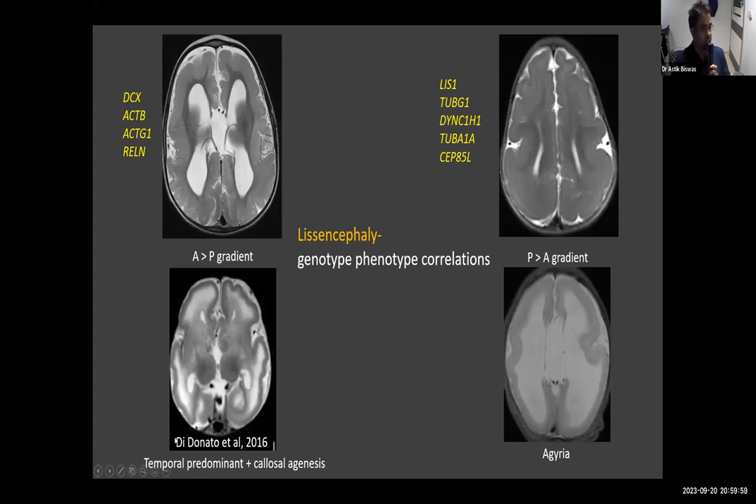This is a case from the literature, described as a temporal predominant lissencephaly with callosal agenesis. And this turned out to be an ARX mutation. So if you see a case with temporal predominance and callosal agenesis, think of this. And finally, the most severe spectrum, that is agyria. The most common genes are LIS1 and DCX, and less commonly, they can be caused by TUBA1A and CDK5.